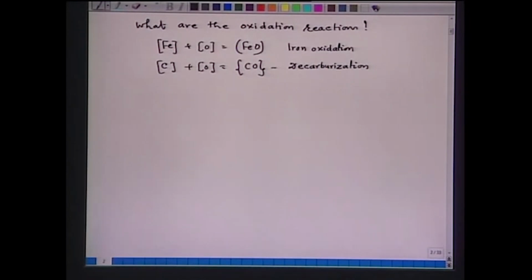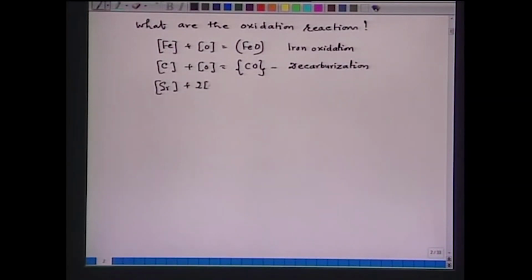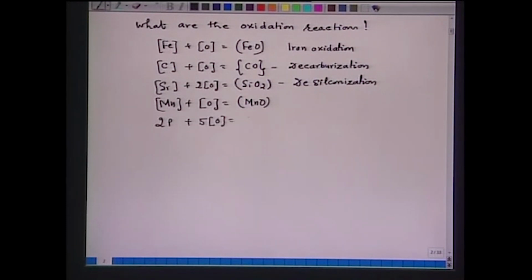It is also very important, as you recall from the definition of steel making, where I said that the tapped steel should have minimum oxygen content and the slag should have minimum iron content. Therefore, oxidation of iron is also a very important reaction. Similarly, silicon plus 2O gives SiO2. This reaction is called desiliconization. Similarly, manganese plus O gives MnO, and 2P plus 5O equals P2O5, and this reaction is called dephosphorization.